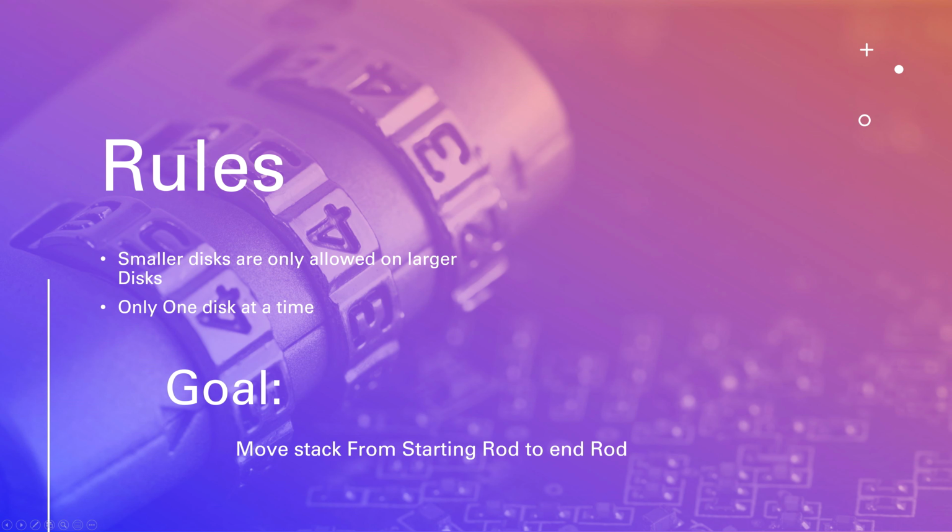The game consists of 3 rods and in this example 3 discs. The goal of the game is to move all discs from the starting rod to the end rod stacked up correctly. The rules are the following: you're not allowed to put a bigger disc on a smaller one, and you can only move one at a time. To see how it works, we go through it step by step.